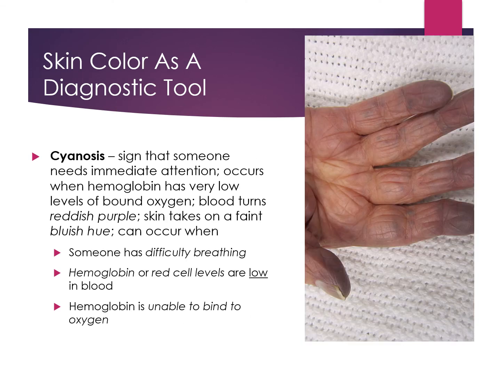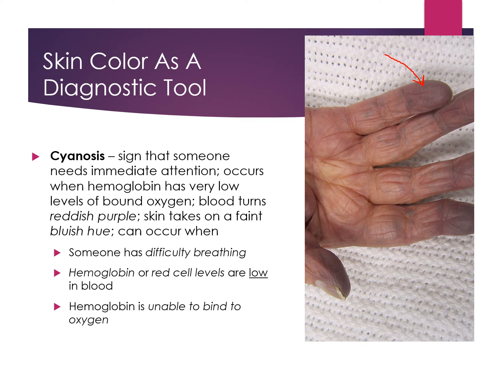Cyanosis, like you see at the fingertips here, is a sign that someone is having a medical emergency. This is a bluing of the skin and mucous membranes and occurs when hemoglobin has low levels of bound oxygen. As a result, the blood takes on a reddish purple hue. For people with brown skin, it may be necessary to look at the mucous membranes or the skin around the nails to detect this condition.